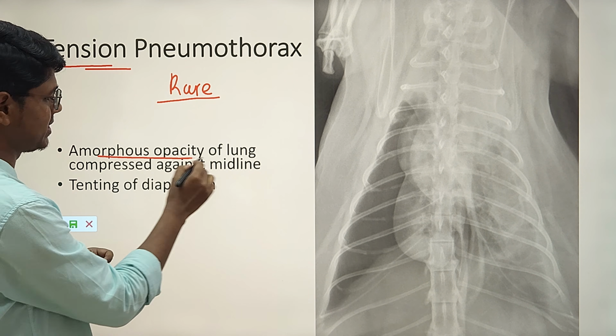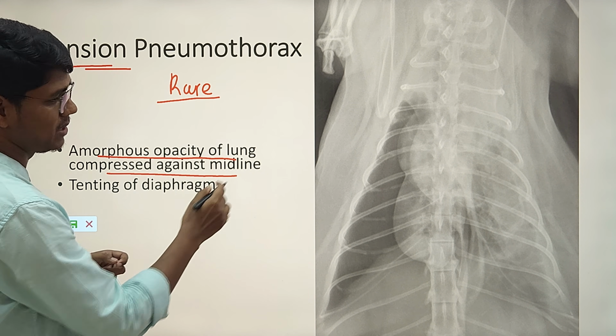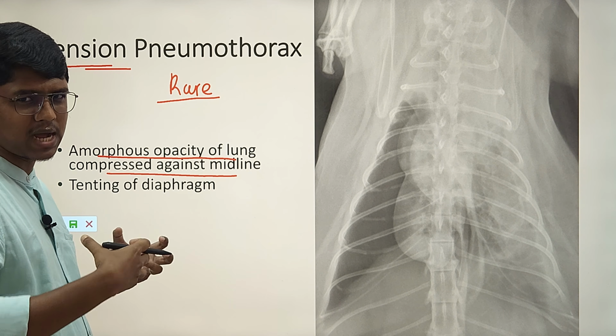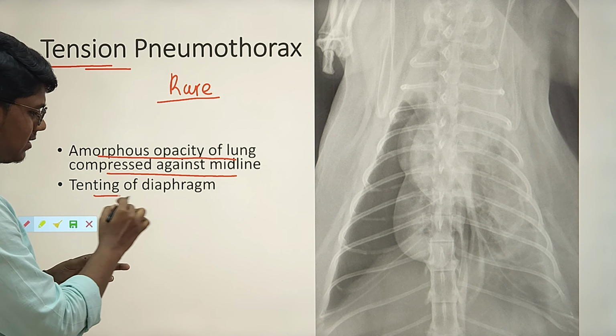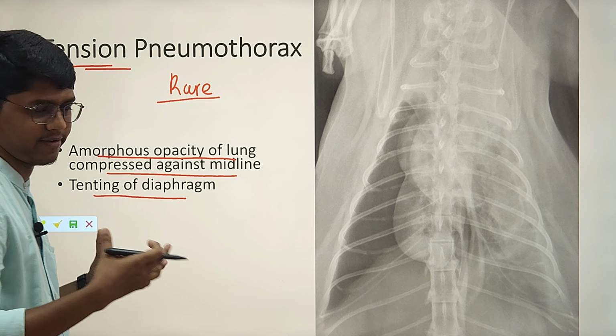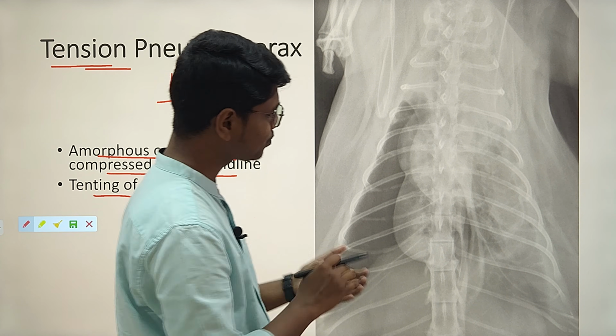Amorphous opacity of the lung compressed against the midline. Because of the high pressure, the lungs will be further atelectatic. And another phenomenon: tenting of the diaphragm. What is this? We will see.